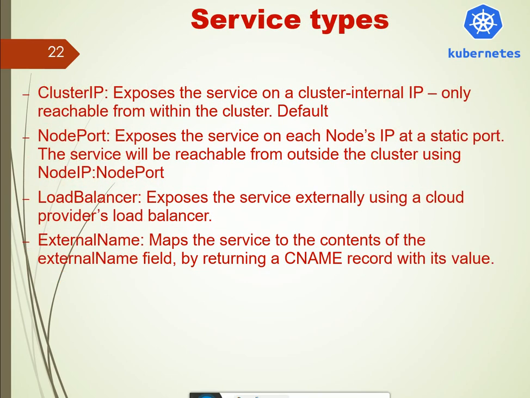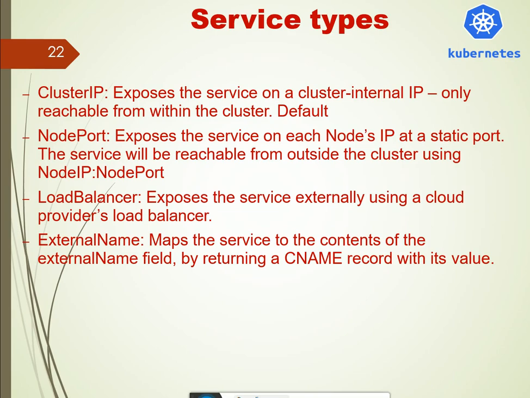Service type: ClusterIP. Exposes the service on a cluster-internal IP, only reachable from within the cluster. This is the default. NodePort exposes the service on each node's IP at a static port. The service will be reachable from outside the cluster using node IP and node port.